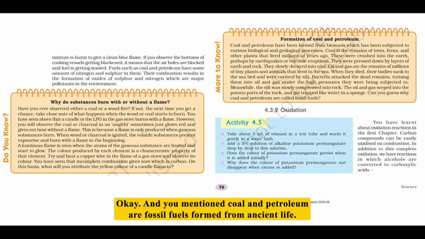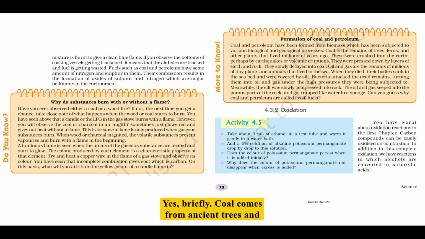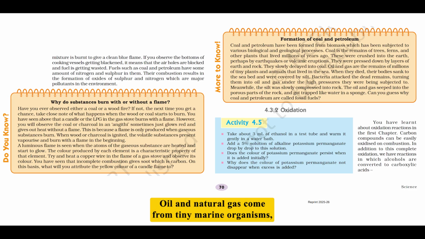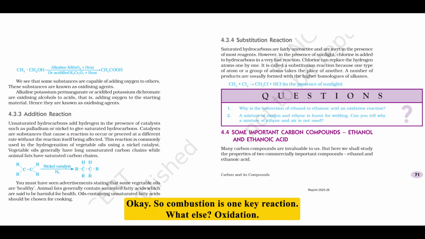And you mentioned coal and petroleum are fossil fuels formed from ancient life. Yes, briefly. Coal comes from ancient trees and plants buried in swamps millions of years ago, compressed under heat and pressure. Oil and natural gas come from tiny marine organisms, plankton, algae, buried under sediment on the seabed, similarly transformed over geological time. They're literally fossilized energy. Right, non-renewable.